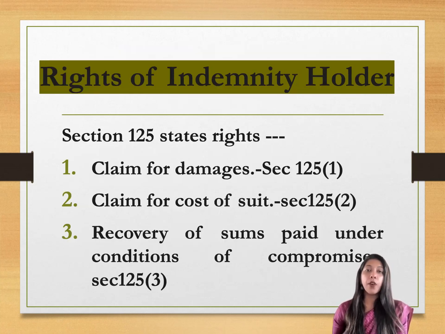Next is the rights of the indemnity holder. What rights do you have if you are an indemnity holder? These are mentioned under Section 125 of the Indian Contract Act. The first point is claim for damages. That means, according to the contract, if you suffered a loss that fits into the terms and conditions of the contract, you can claim damages. You can claim compensation under Section 125 subclause 1 of the Indian Contract Act. Second point is claim for cost of suit. If you file a case, you can seek to get the cost of the suit, which is also applicable under Section 125 subclause 2. Third point is recovery of sums paid under the terms of a compromise, and that is Section 125 subclause 3. You can even recover the sums or money paid under the terms of the compromise. So these are the different rights of the indemnity holder.